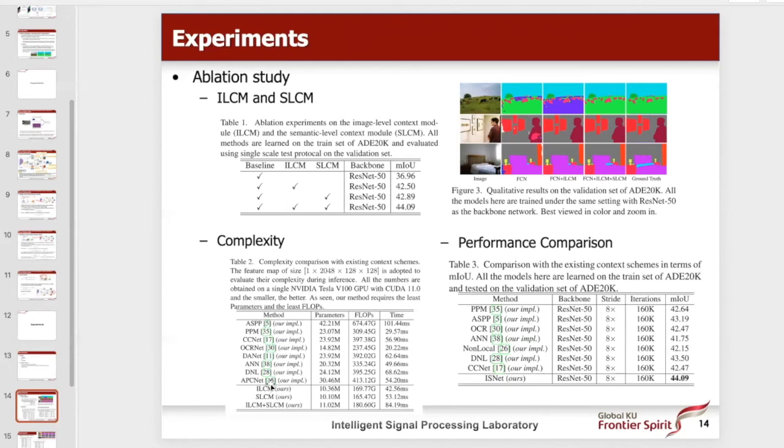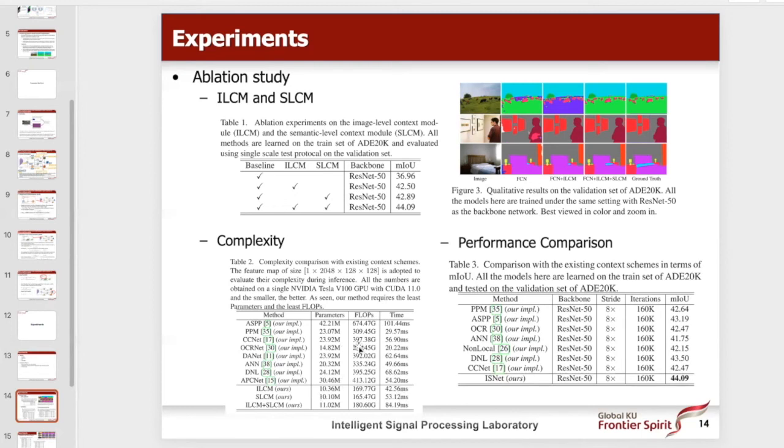The author also demonstrates the complexity comparison with existing context schemes. We can see that, in terms of parameters, FLOPs, and inference time, the proposed method achieves fewer parameters and fewer FLOPs, and the inference time is also good.